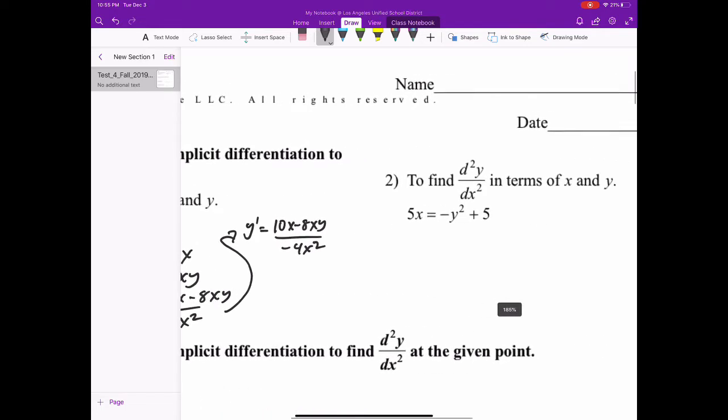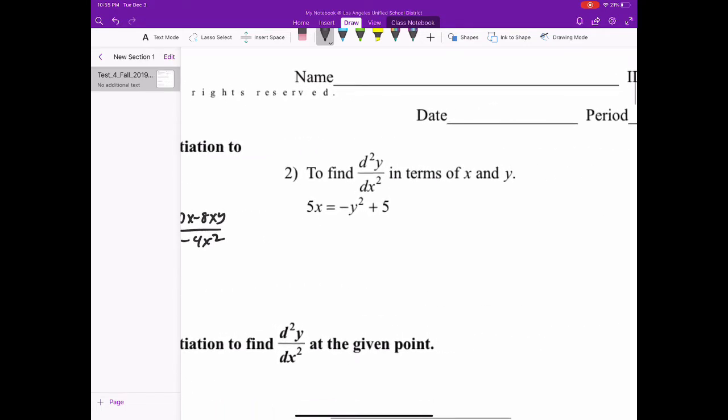Okay, let's move on to our problem number 2. We want to take the second derivative here. So we have to take the first derivative followed by the second derivative. So let's go get started. The derivative of 5x is just 5. Derivative of negative y squared is going to be negative 2y followed by y prime for chain rule. And the derivative of 5 is 0. We're going to go ahead and solve for y prime by itself. Y prime is equal to 5 over negative 2y.